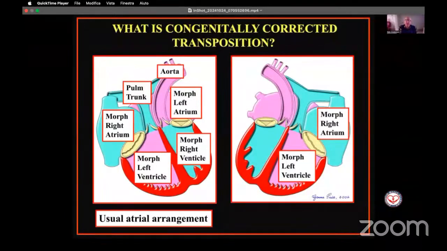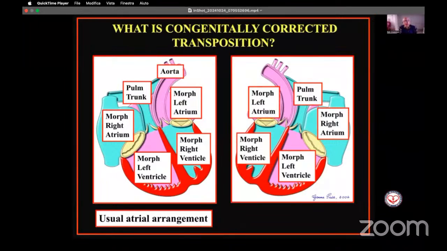It will be where you expect it to be for the otherwise normal heart. And then, because of the dual connections that are discordant, the blood is going to go back to the lungs through the pulmonary trunk. So the circulation has been corrected, comes back to the right-sided morphologically left atrium, and then enters the morphologically right ventricle, which is where we expect it to be.